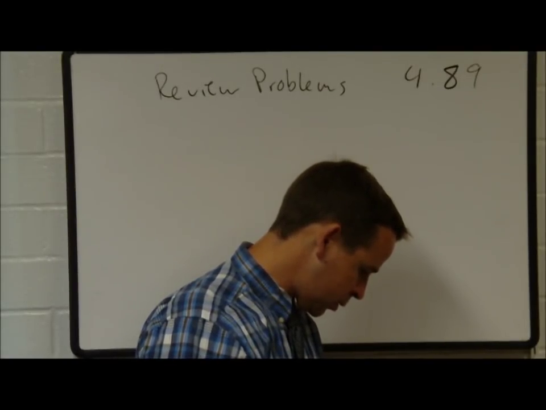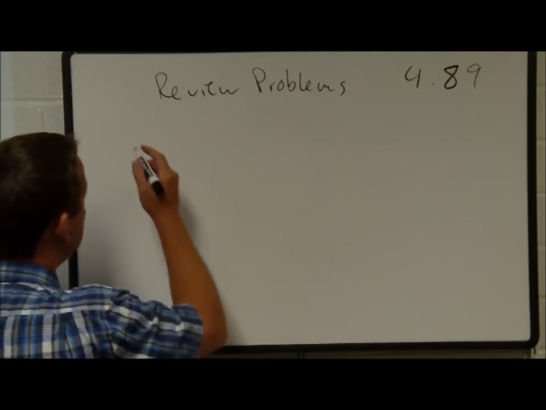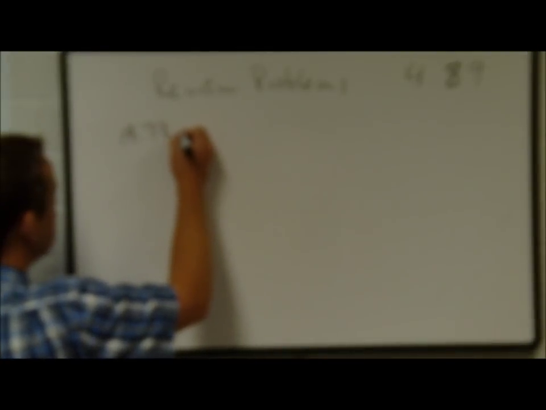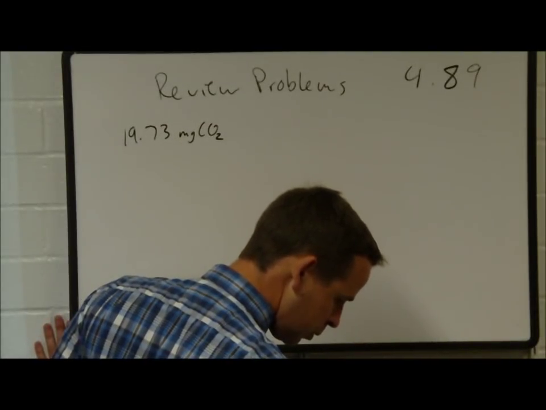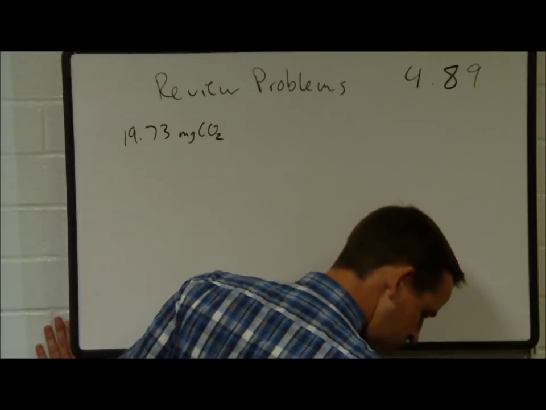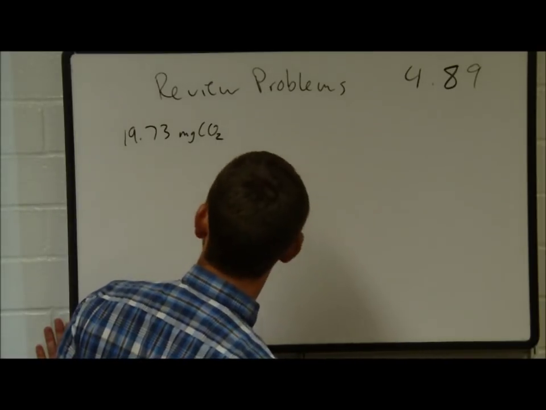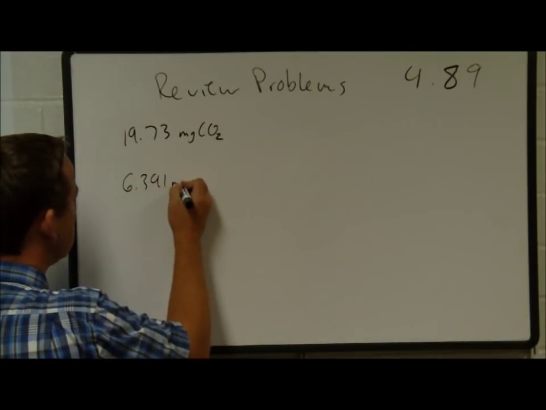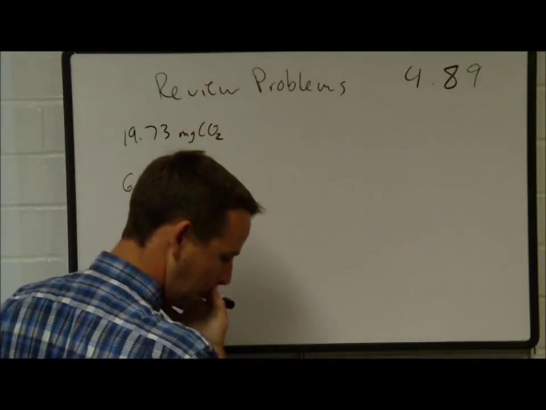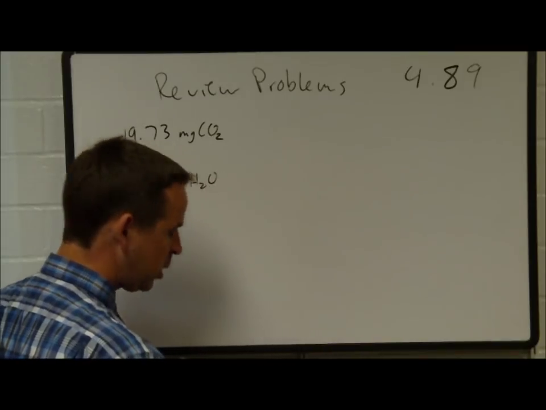When 6.853 milligrams of a sex hormone was burned in combustion analysis, we got 19.73 milligrams of carbon dioxide, 6.391 milligrams of water, and the sample was 6.853 milligrams of the hormone.